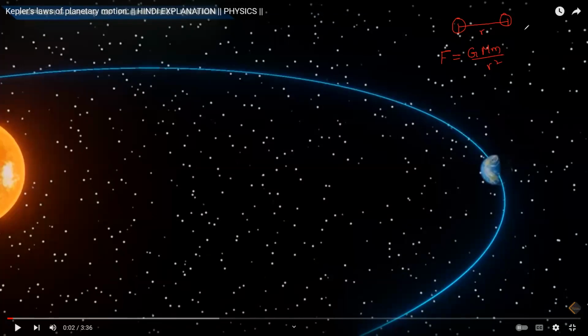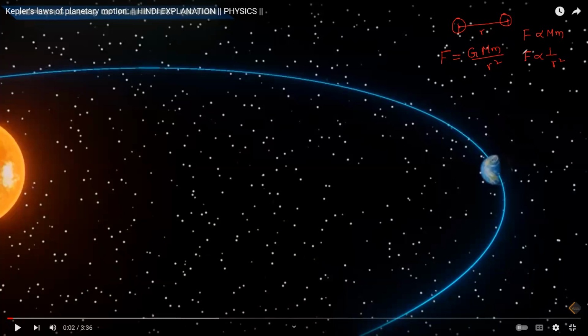Distance between the 2 bodies from their centers. So F is directly proportional to the product of their masses. F is inversely proportional to the square of the distance between the 2 bodies, from their centers. Do you understand, Mr. Rudreswar?